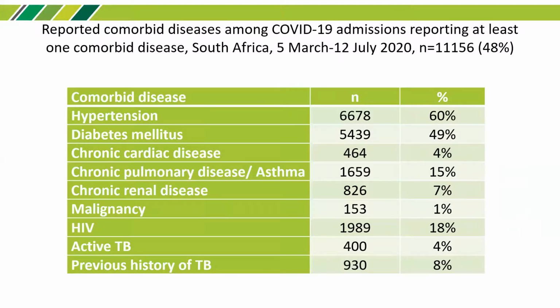This table shows you all the patients that we have information on, and what were the most common underlying medical conditions. So you'll see that hypertension and diabetes were the most common, but we also have almost 2,000 patients admitted with HIV who have been diagnosed with COVID, and 400 people with active tuberculosis.